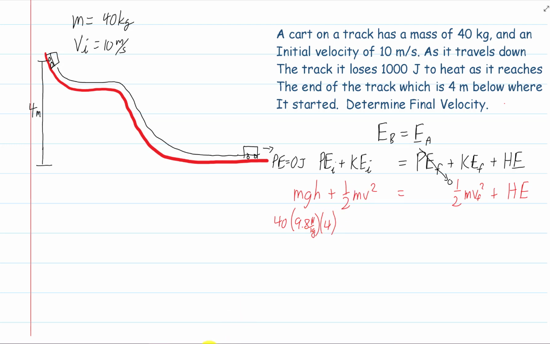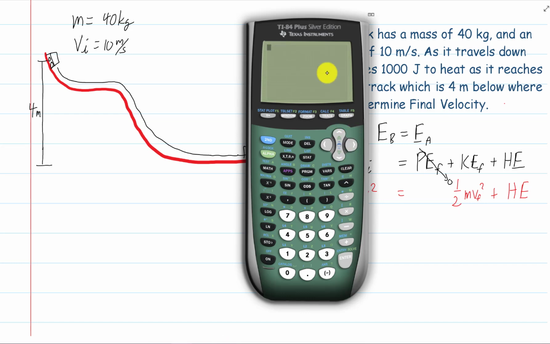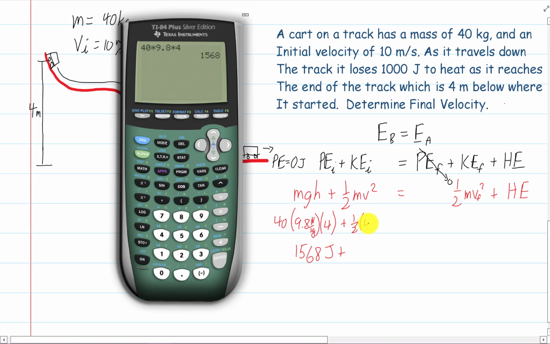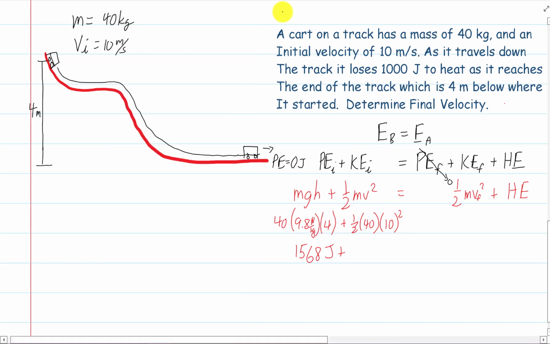That's going to be 40 times 9.8 times 4, which is 1568, and that unit will be joules. And then this is going to be 1/2 times 40, and its initial speed is 10 meters per second, squared, and that's going to equal 2,000. So this is an important number that I'm going to be writing down here, 3,568 joules. That's on the left-hand side.